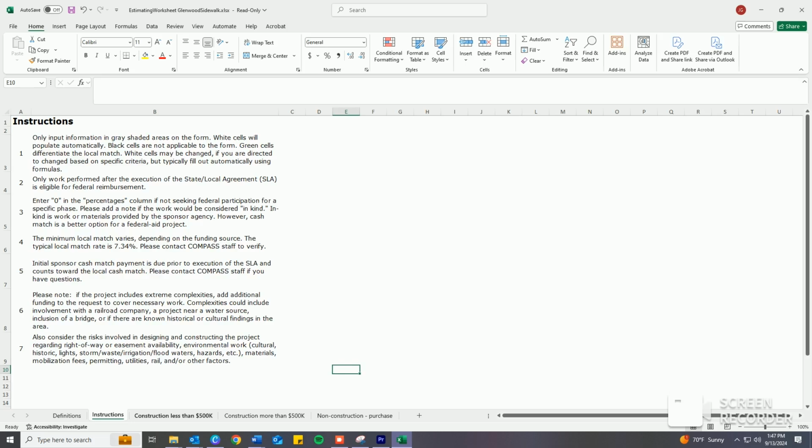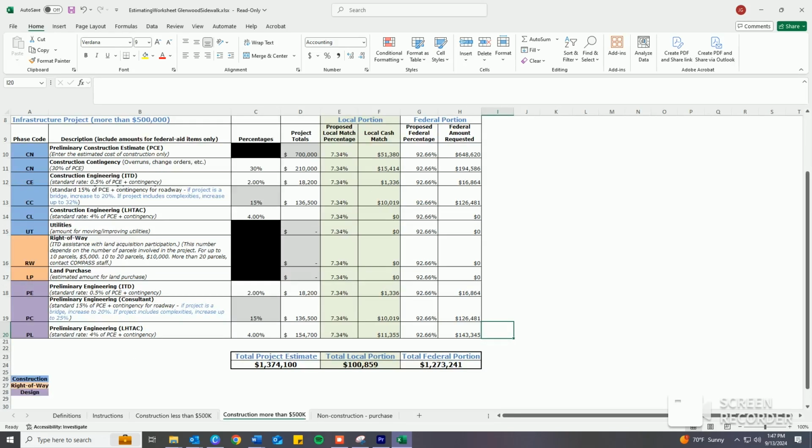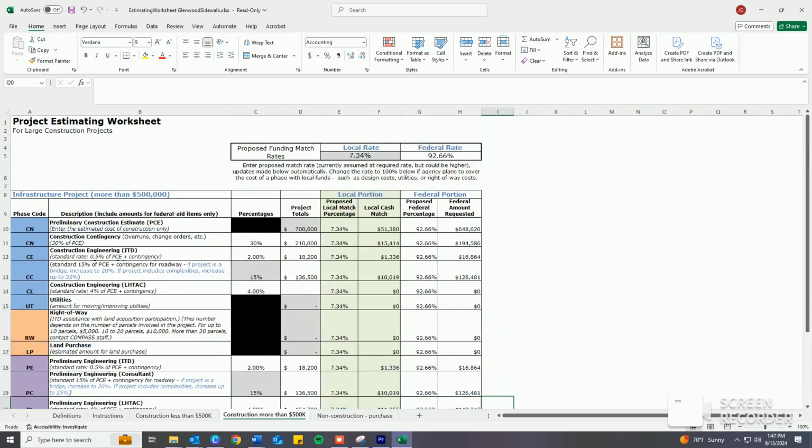The next 2 sheets are used only for infrastructure projects. Select the appropriate sheet for your project if it is either under or over $500,000. Only input information in gray shaded cells on the form. White cells will populate automatically. Black cells do not apply to the form. Green cells differentiate the local match.